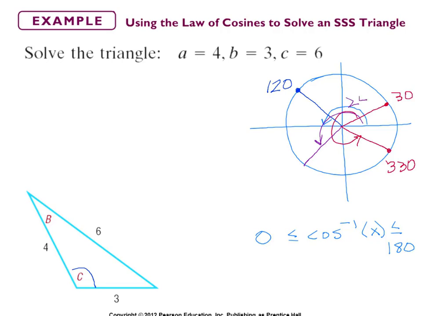240 degrees. Can I have an angle of 240 degrees in a triangle? No. So that's my point: when you use the law of cosines, because it's 1-to-1, you have to find the other angle. The other angle that you would use is way too big for this triangle.